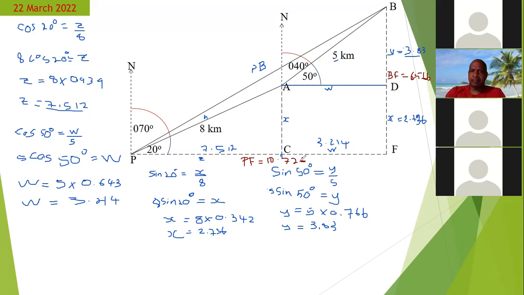Yes, sir. Okay. All right, so here we are now with the bigger right angle triangle. We know the height of BF, which is 6.56. Now we know the length of the base, which is 10.726. Do we know any angle within the big right angle triangle? Do we know any of the acute angles? Meaning, do we know 20 degrees? No. Do we know this angle? Or do we know this angle?